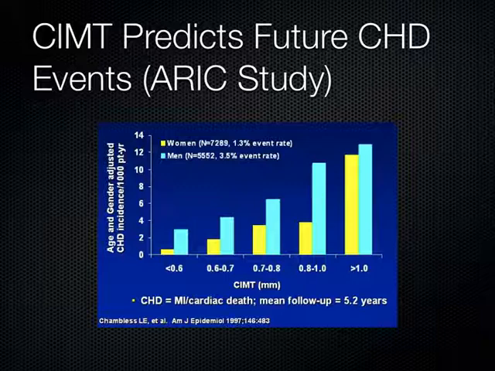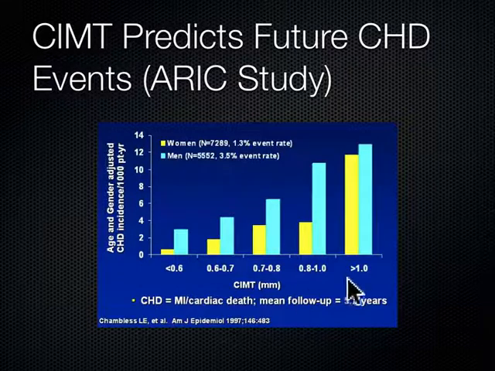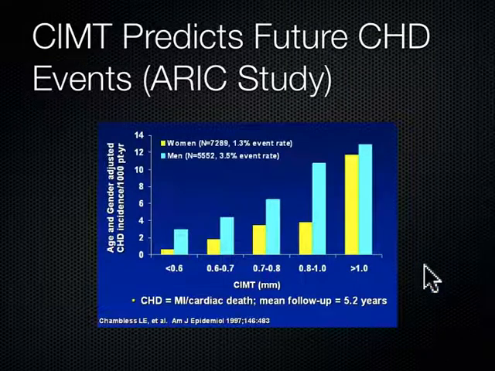They took 7,200 women and 5,500 men, aged 45 to 64 years, who were free of coronary heart disease at baseline. And then they monitored their CIMTs, their carotid intimal medial thicknesses, over 5.2 years. They used death or heart attacks as an endpoint. And basically, if you had a CIMT greater than 1.0, whether you're male or female, you ended up in a very high risk category for having a serious event. And so that's sort of a cutoff.